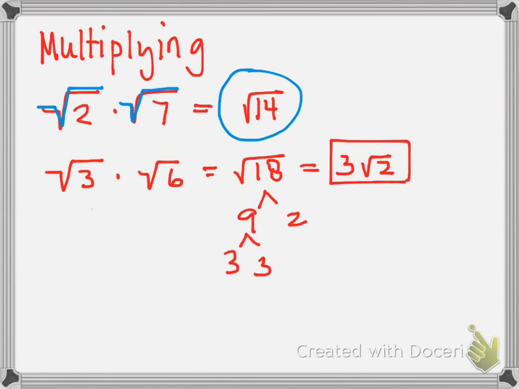So the next one I did square root of 3 times square root of 6, and I got square root of 18. But square root of 18 can be simplified. So you do a factor tree, and square root means a pair of 3's. A pair of 3's become one number and go out. So you write your answer as 3 square root 2.